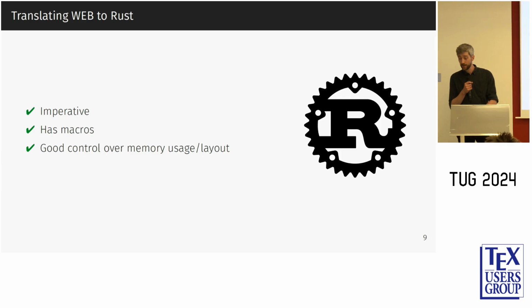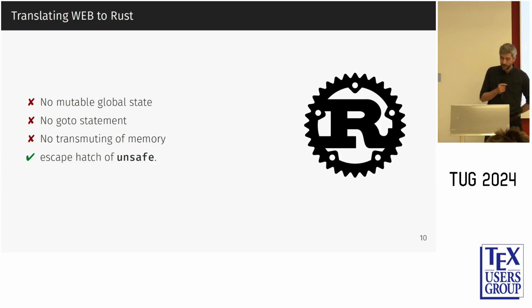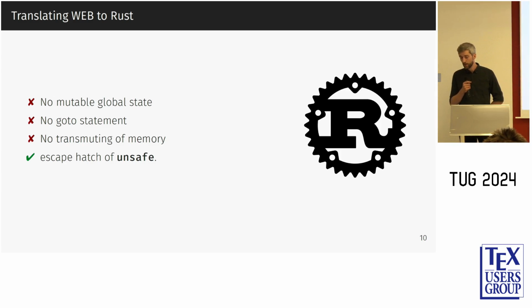On the downside, though, it does not allow mutable global state. This is part of the idea of ensuring that you never access invalid memory, and that, of course, is a problem if you have lots of global variables. There is no go-to statement. For the same reason, you also can't transmute memory.